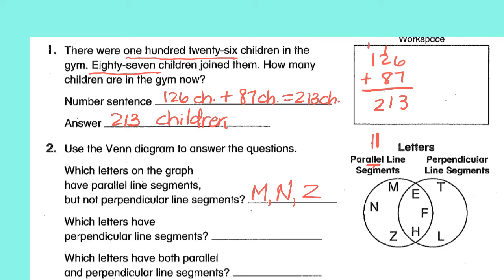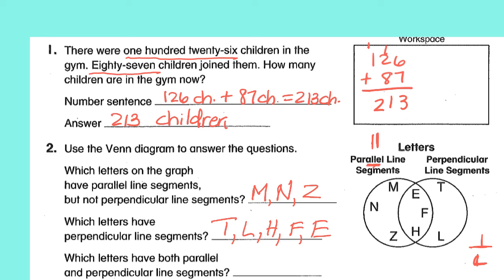All right, so which letters have perpendicular line segments? Remember, perpendicular look like that. Looks like a T. L, H, F, E. I think that's it.